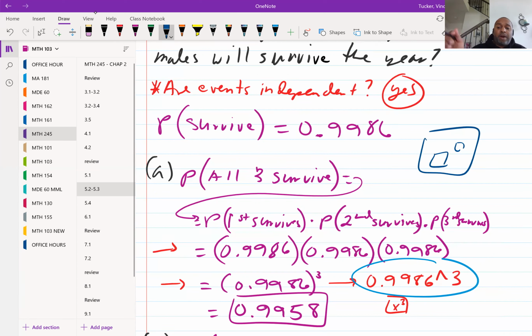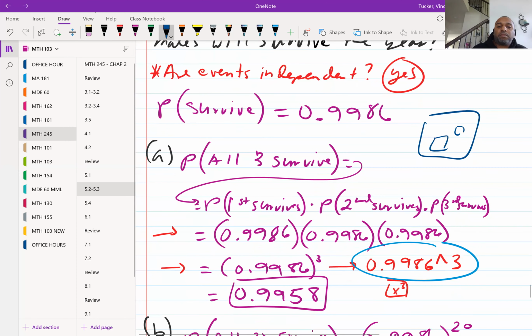The reason I'm emphasizing that right now is because of the next problem. Just typing out 0.9986 3 times is not a big deal, but when you have larger numbers, you want to be able to raise it to an exponent. So 0.9986 cubed is 0.9958. Any problems with A before we go to B?